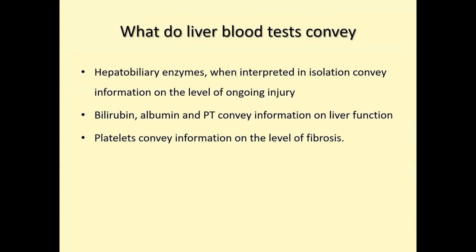Bilirubin, albumin, PT, what do they say? They say liver function. Is the liver functioning normally? Synthetic function. And platelets, what do they say? The fibrosis. Platelets come in last. So when platelets are decreased or increased, they convey fibrosis. It means the next level of damage has started, and fibrosis can lead to cirrhosis. Cirrhosis can lead to hepatocellular carcinoma.